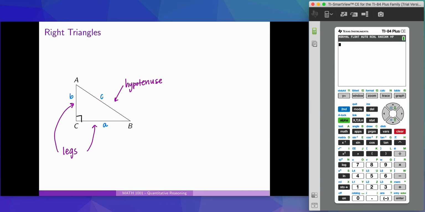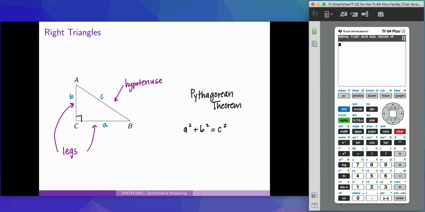One theorem that comes up a lot with right triangles that we want to make sure we're aware of is the Pythagorean theorem. The Pythagorean theorem says that in a right triangle, a squared plus b squared will always equal c squared, which means take the length of one leg and square it, then add the length of the other leg squared. You will get the length of the hypotenuse squared.